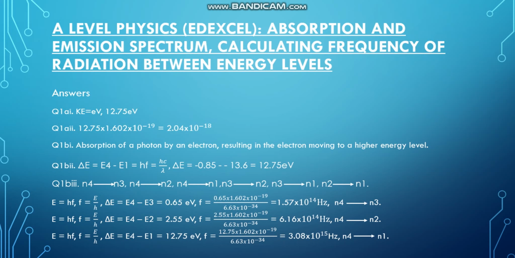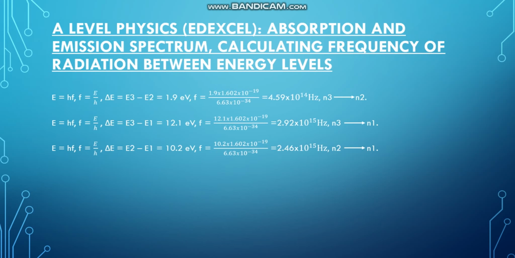Also looking at the second one, it follows the exact same rule. So we use E equals hf. We rearrange to make f the subject of the formula. I find the difference in energies between the fourth and the second energy level, which is 2.55 electron volts. I convert those electron volts into joules, and I end up with an answer of 6.16 times 10 to the 14 hertz from the fourth to the second energy level. And this third one follows the exact same procedure, and also the next three the exact same way as well.